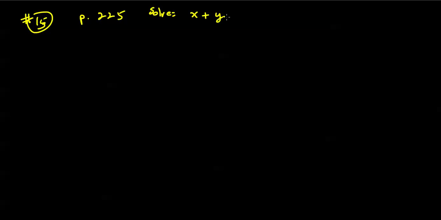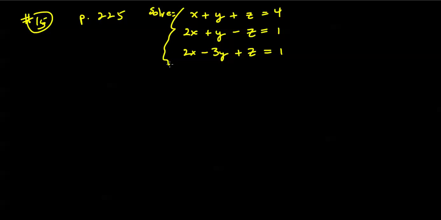x plus y plus z equals 4, equation 1. 2x plus y minus z equals 1. And equation 3, 2x minus 3y plus z equals 1. Alright, this is a system of 3 equations with 3 unknowns. I claim there is an ordered triplet x, y, z that will solve all 3 of these equations simultaneously.